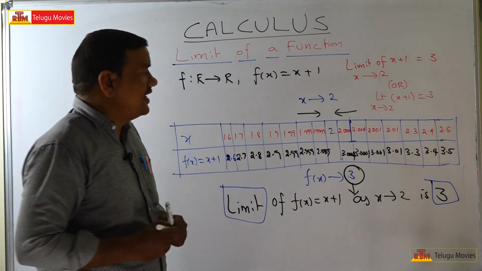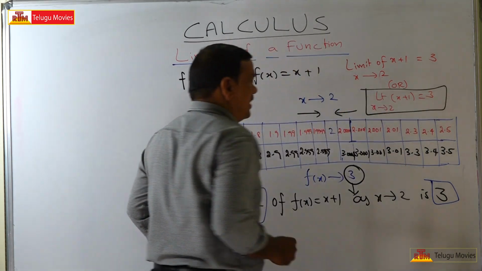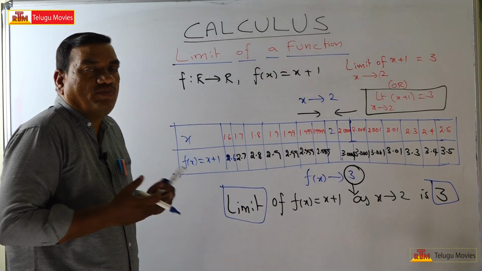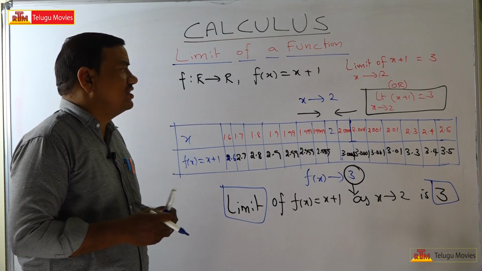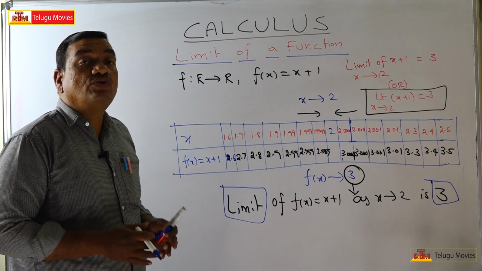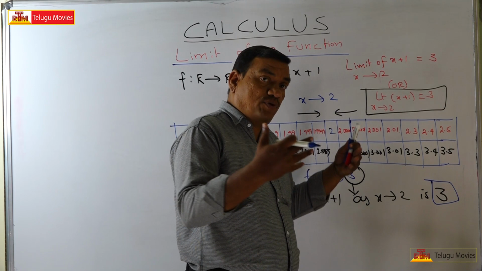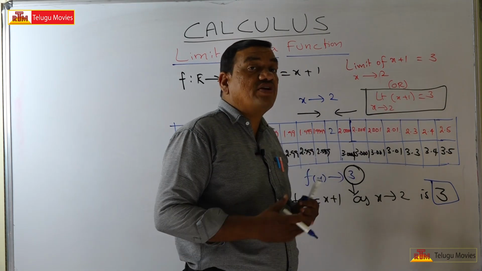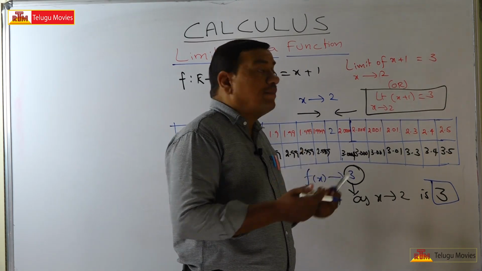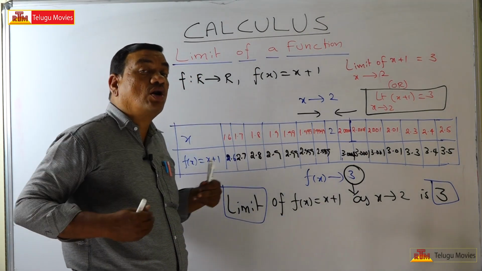But you have to observe here, we are not simply substituting x equal to 2 in place of the variable. We have to observe carefully what process is going on. That means as x value approaches 2, the function f of x equal to x plus 1 approaches 3.